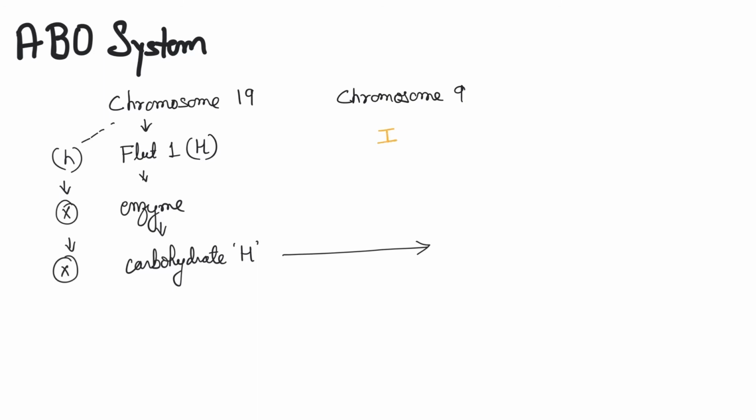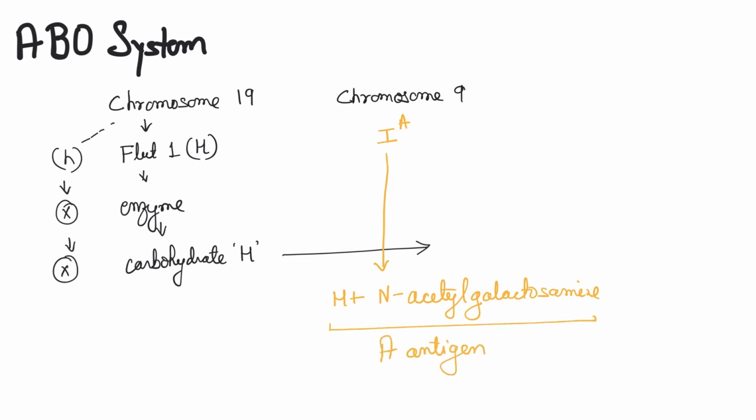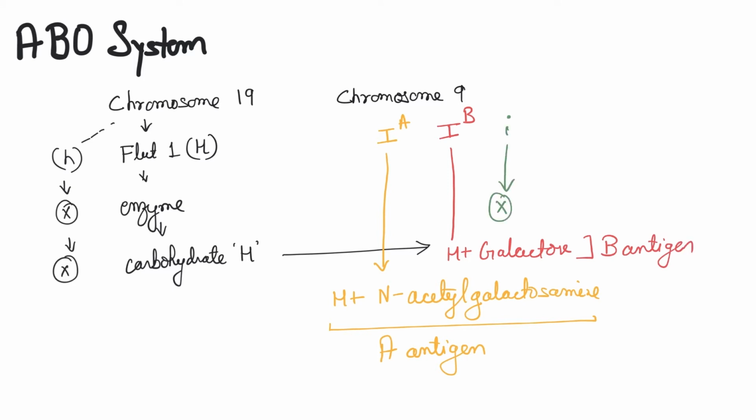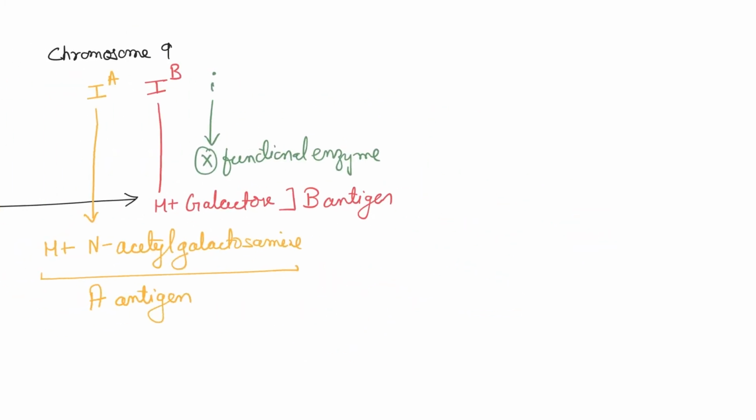Now chromosome 9 has another gene which we are just going to call the ABO gene. It has its own specific name, but the ABO gene can have three different flavors. If the flavor is IA, it will modify the H by adding N-acetylgalactosamine, and we call this an A antigen. If we have the flavor IB, it modifies it to add in galactose, and we call this a B antigen. And if we have a small i, it will have no function, and hence H will be left as it is.